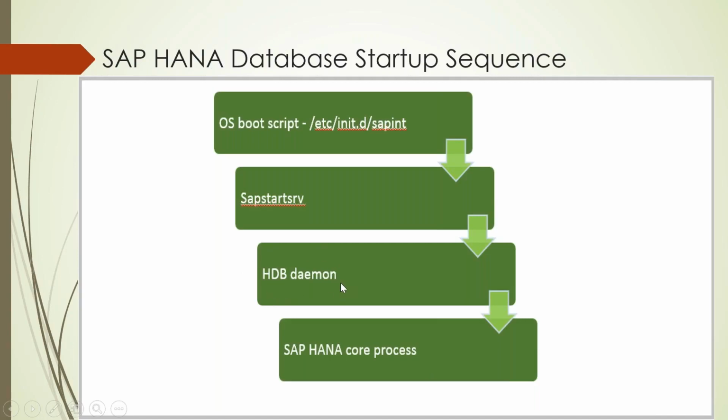Before going down, the daemon sends signals to all the HANA core processes: I'm going down, you also go down. Then all the core services in the HANA system go down. So this is the startup and shutdown sequence. Interview question: what is the startup or shutdown sequence for the HANA database? You have to explain this. Also, what is the daemon and what are its roles and responsibilities, and what is the SAP start service and what are its roles and responsibilities?